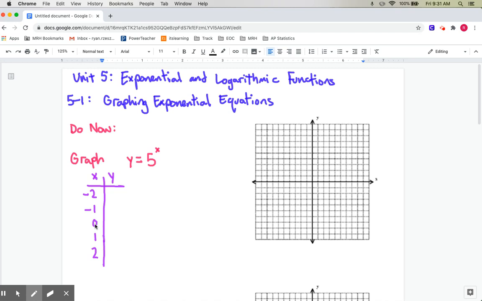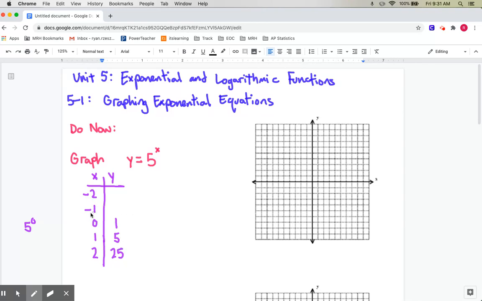I'm actually going to start in the middle here and come back to the negatives. If I plug in a 0 for that x right there, I would have 5 to the 0 power, which we all know is equal to 1. Anything to the 0 power equals 1. So I would put a dot at 0, 1 on my graph, though I'm going to hold off on graphing for now. My next point, if I plug in a 1, 5 to the first power is a 5. And if I plug in a 2, 5 to the second power is a 25.